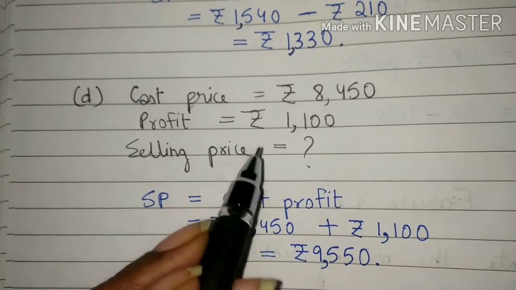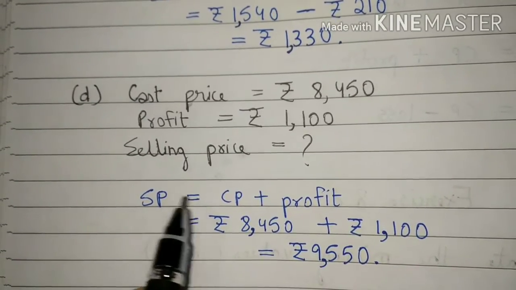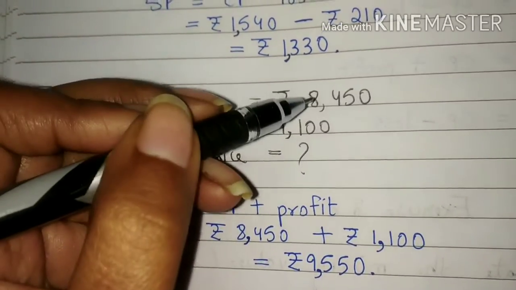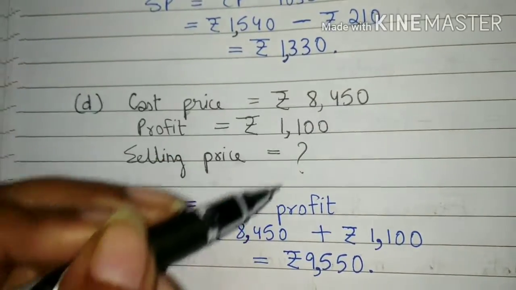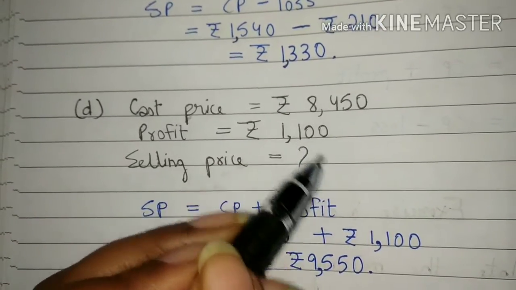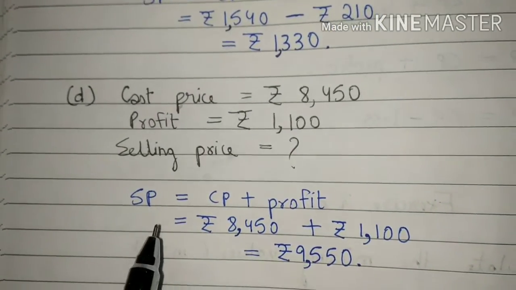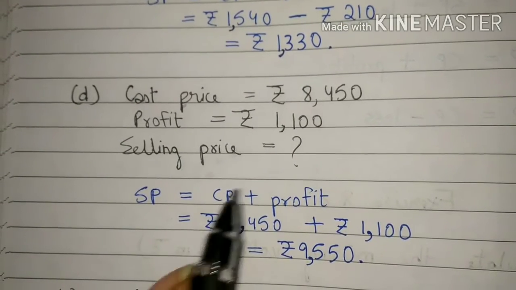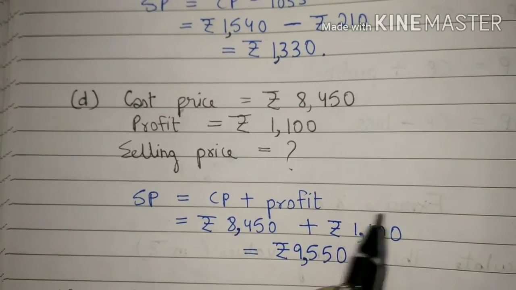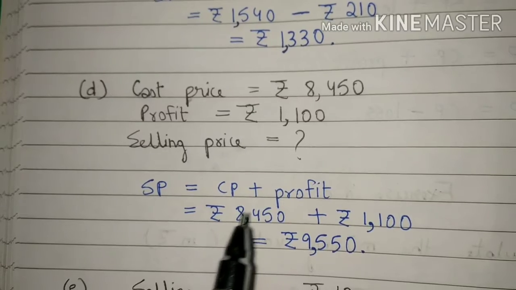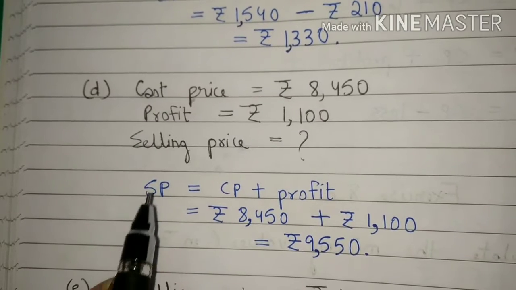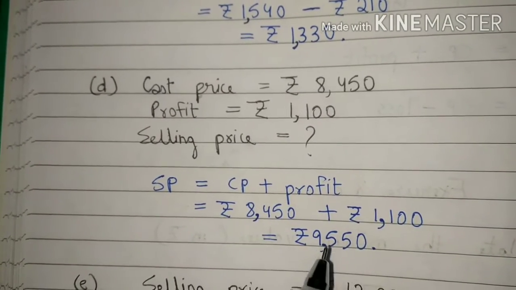Students, how will you calculate selling price? Selling price is equal to cost price plus profit. Cost price is rupees 8450 and profit is rupees 1100. Students, when you add rupees 8,450 plus rupees 1,100, then you will get answer rupees 9,550. So, selling price is rupees 9,550.